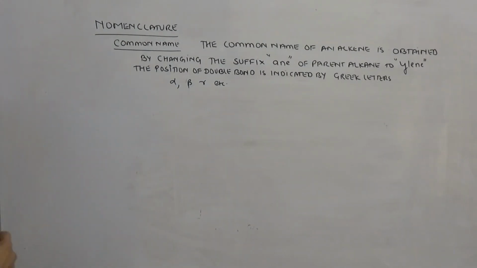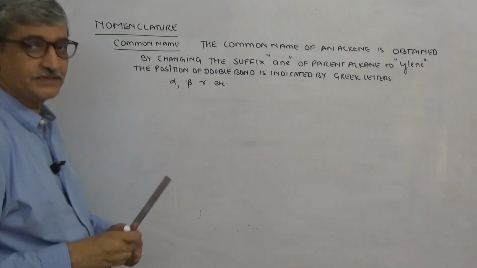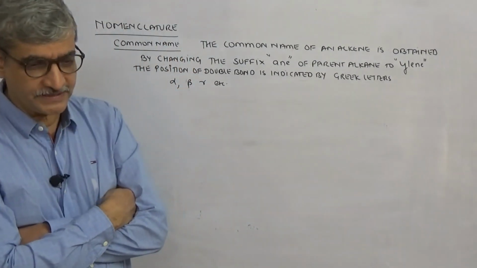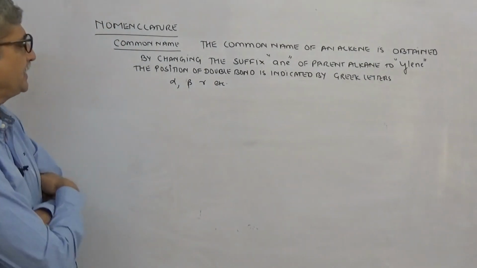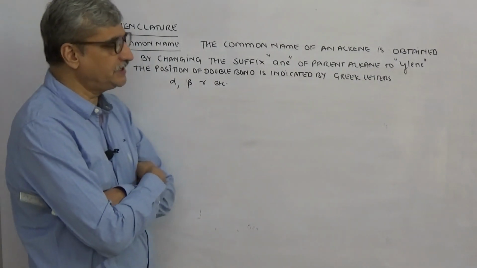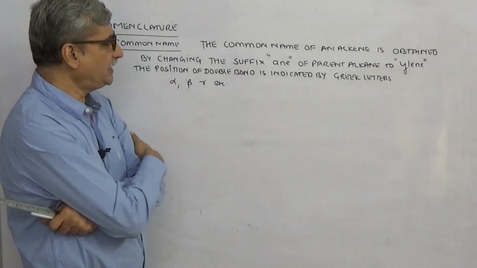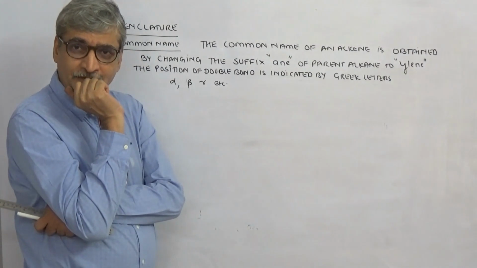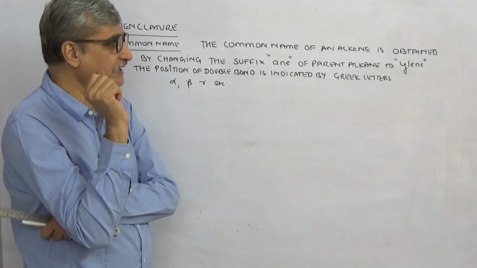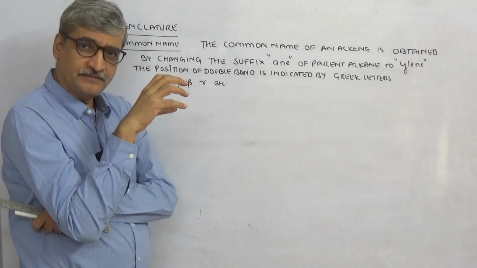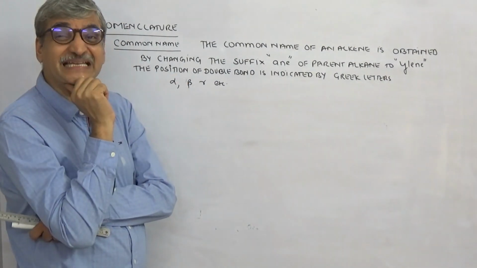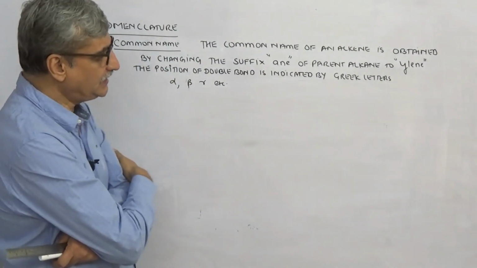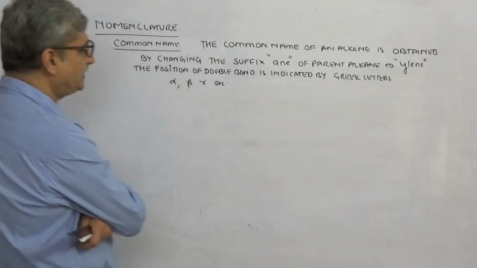So when you come to nomenclature, there are two types of system. One is the common system or the common name, and then we have the IUPAC system of nomenclature. See, in the common system, the name of the alkene is obtained by changing the suffix -ane. So ethane, ending -ane is replaced by -ylene. Ethane is the alkane; remove 2 hydrogens from that, the corresponding alkene would become ethylene.